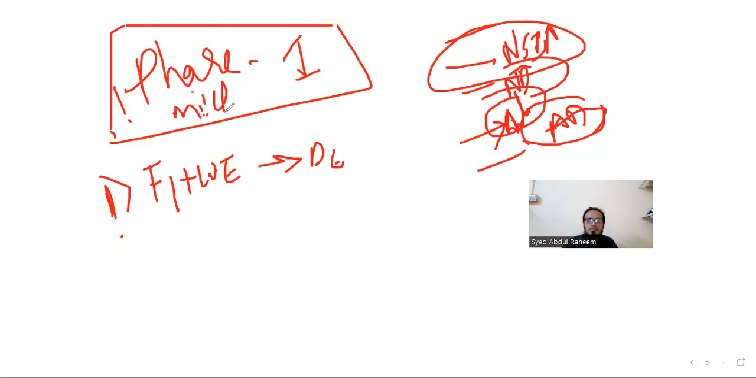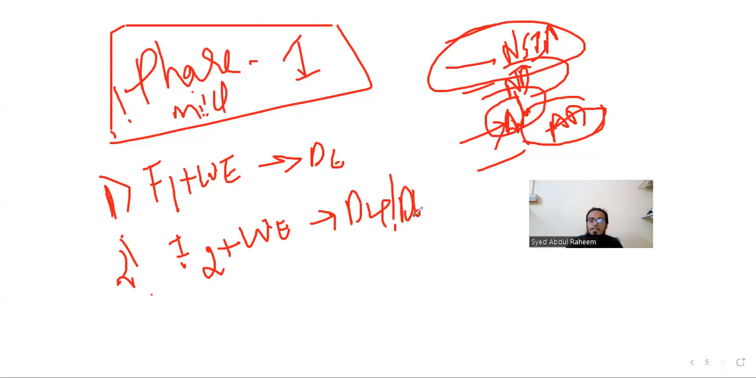For mild pain, we have three remedies only. Second is F2W for external application, in D4 or D6. In the third, we have C17, D6 to maintain the pH balance in the body. This is the mild phase one treatment.